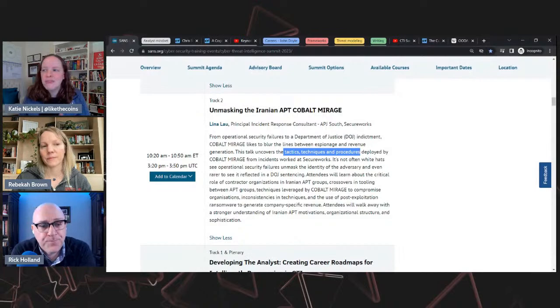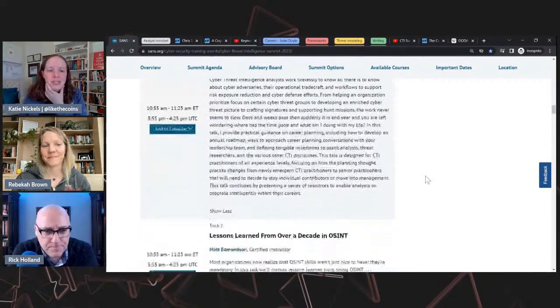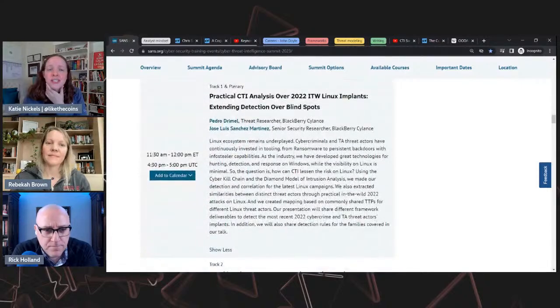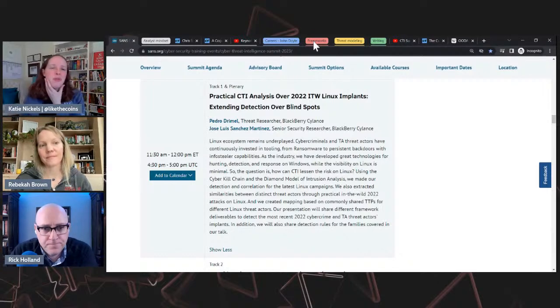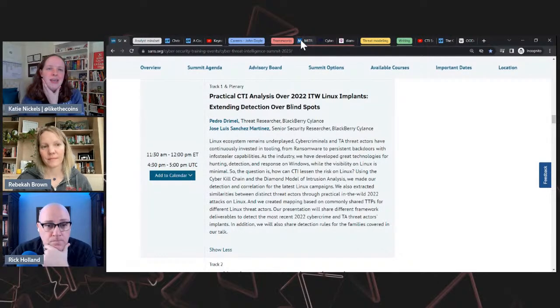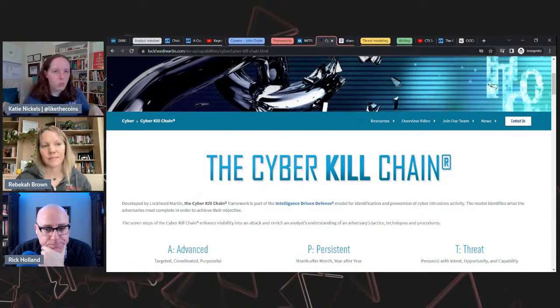So let's pivot into talking about the frameworks. We'll jump around here, but a lot of the talks, if you start reading the descriptions, mention things like Linux analysis, cyber kill chain, diamond model. So let's talk about these frameworks. Becca mentioned one of them, the diamond model, already. Rick, these frameworks at a high level, right? We all talk about them every year at the CTI summit. Why frameworks? In your experience, why do people use these? Why do we talk about them so much?